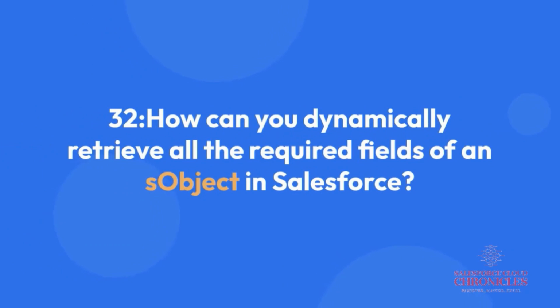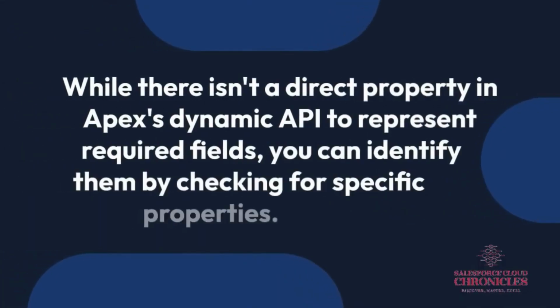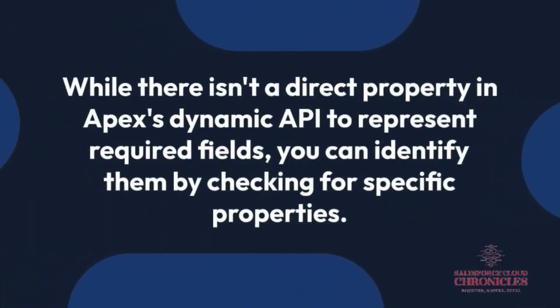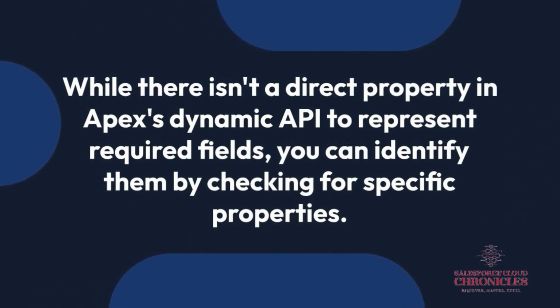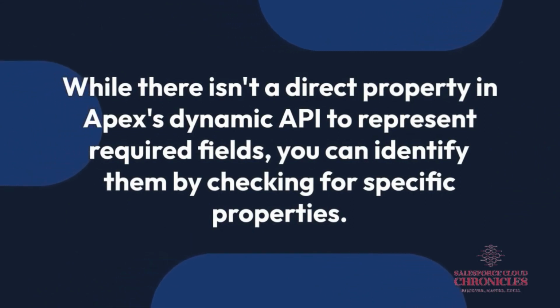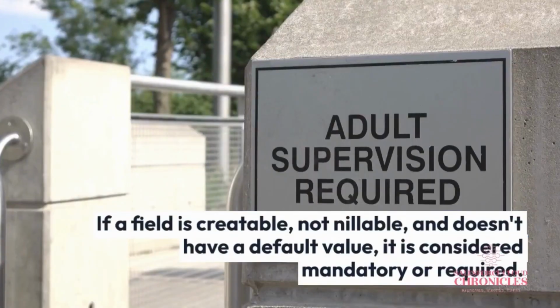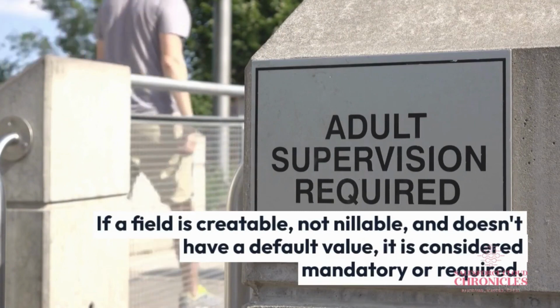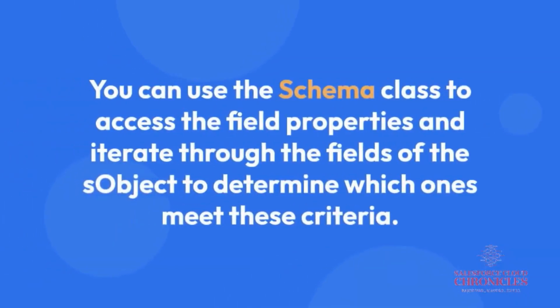Question 32. How can you dynamically retrieve all the required fields of an object in Salesforce? While there isn't a direct property in Apex's dynamic API to represent required fields, you can identify them by checking for specific properties. If a field is creatable, not nillable, and doesn't have a default value, it is considered mandatory or required. You can use the Schema class to access the field properties and iterate through the fields of the object to determine which ones meet these criteria.